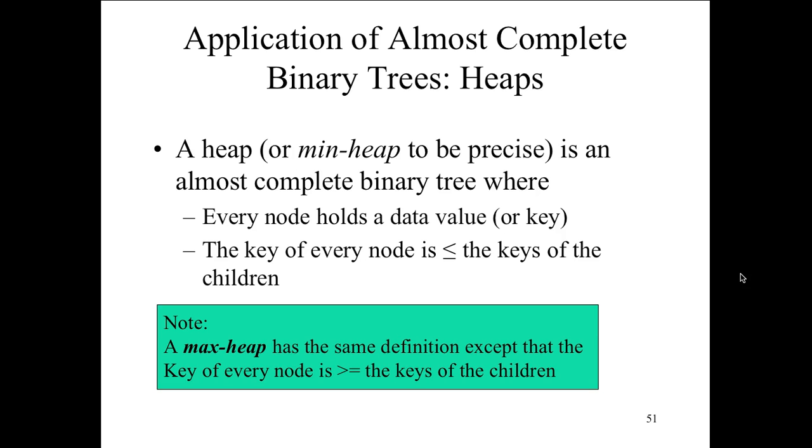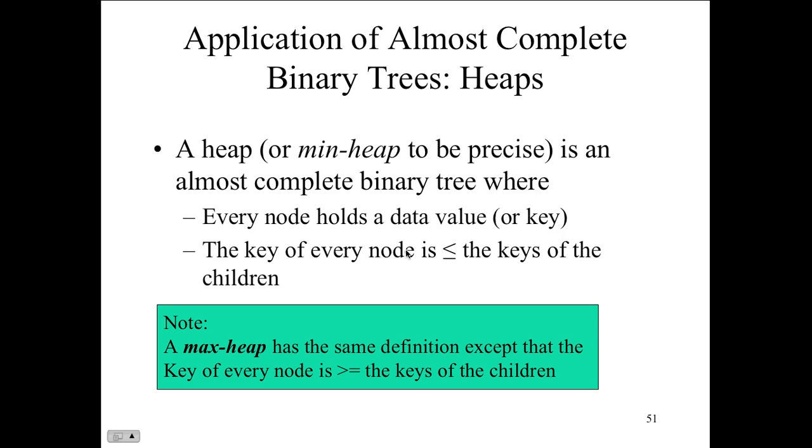And the key of every node is less than or equal to the key of the children. So an ordered heap is nothing more than, and this is the min heap in this particular case because we have the minimum values on top. So it's just essentially creating an order in terms of the structure we've already been looking at.